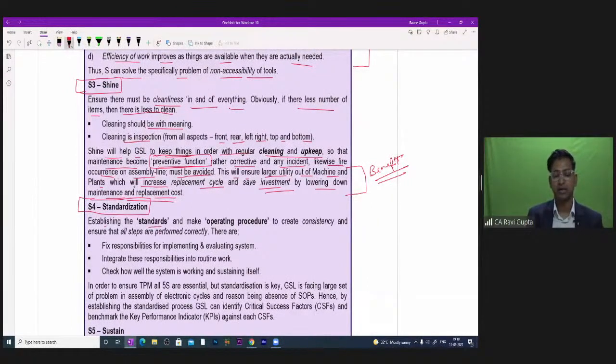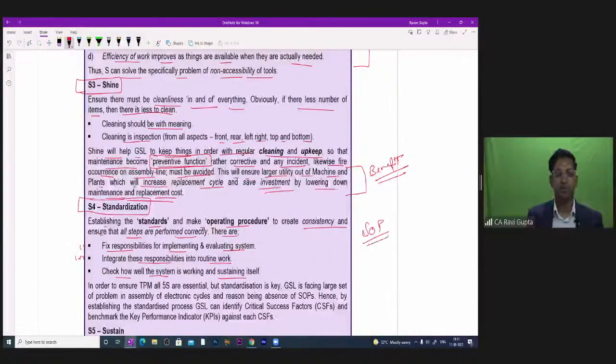Establishing the standards and making operating procedures to create consistency and ensure that all the steps are performed correctly. There are fixed responsibilities for implementing and evaluating the system. Second, integrate these responsibilities into routine work. Check how well the system is working and sustaining itself. So definitely we have SOPs.